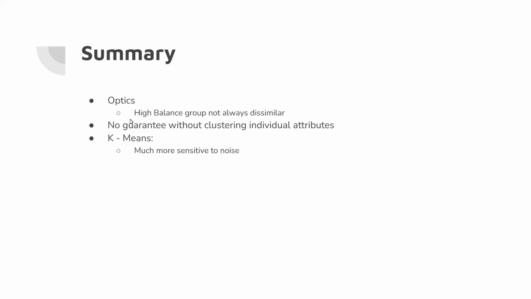And our summary is that the high balance group was not always dissimilar for OPTICS, and k-means was much more sensitive to noise. Thank you.